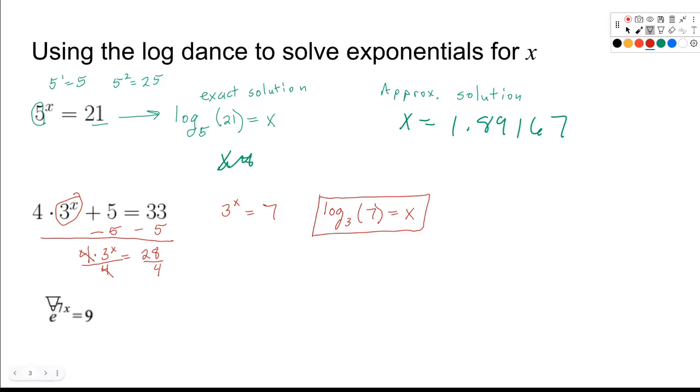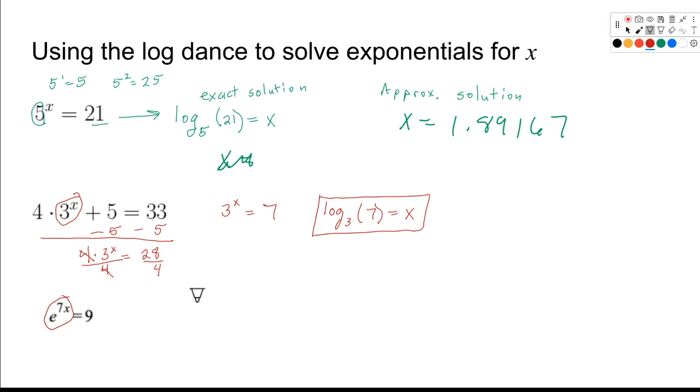And finally, we've got this e function, right? This e to the 7x. We can also do this with a log dance. And now this one, we're starting with the exponentials already isolated. But we'll see there's an extra step here anyway.